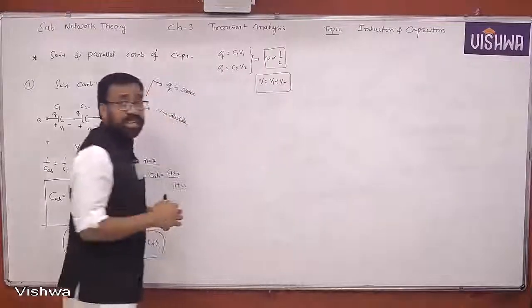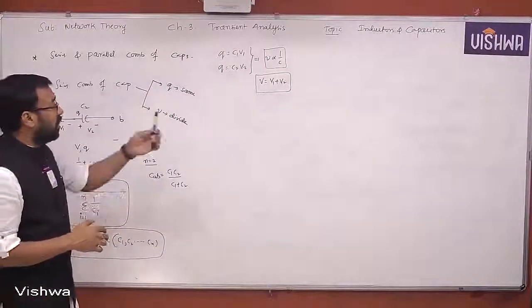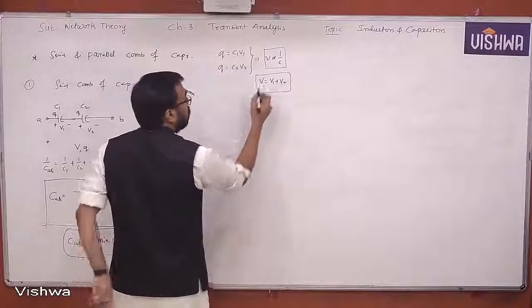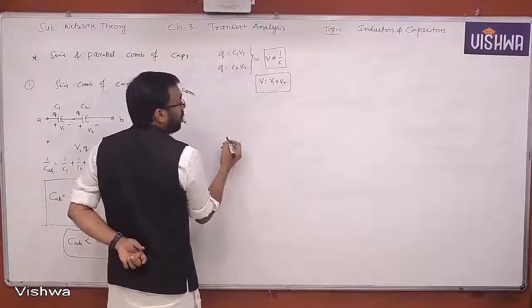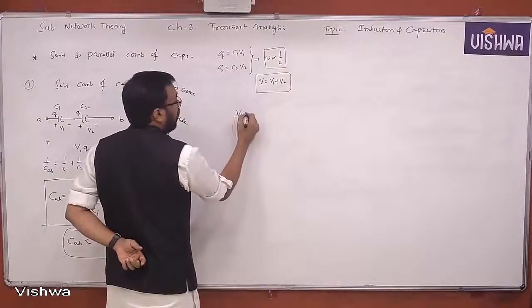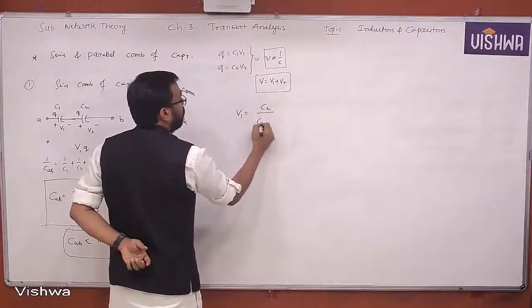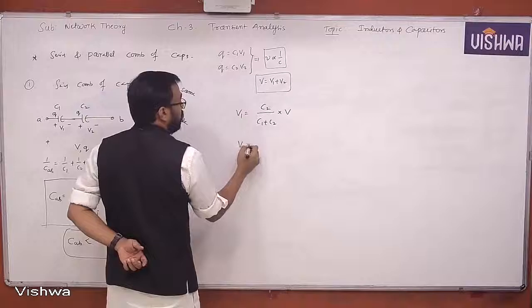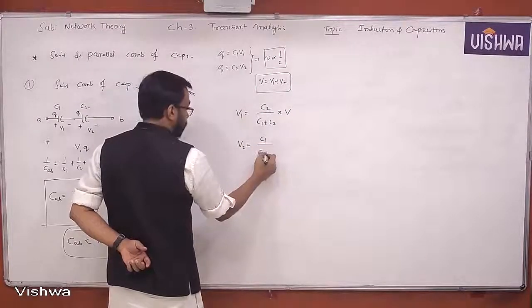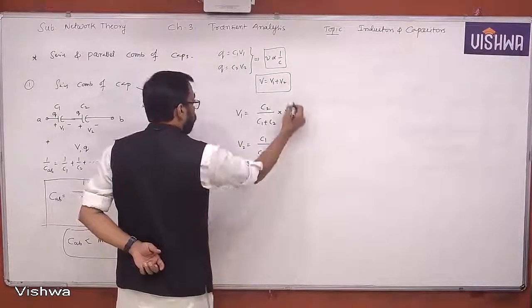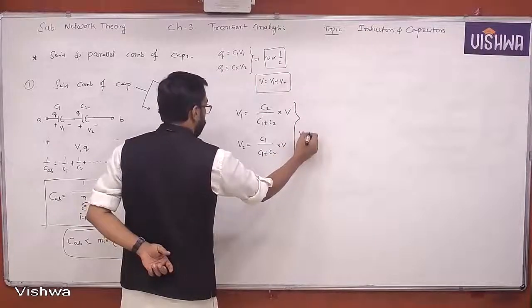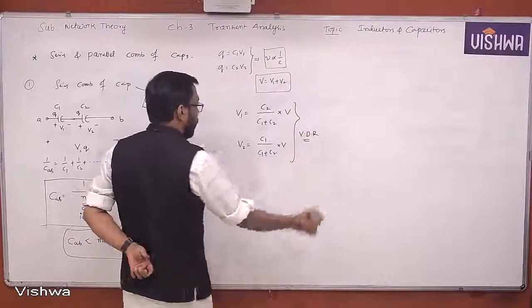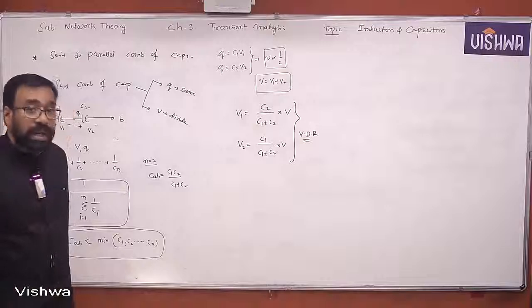Let us extend the discussion that we stopped in the last session. So let us look at it now. V is inversely proportional to C, then V1 can be written as C2 by C1 plus C2 into total voltage V, and V2 is equal to C1 by C1 plus C2 into total voltage V. You call it the voltage division rule. In case of capacitors, the voltage division rule you can write like that.